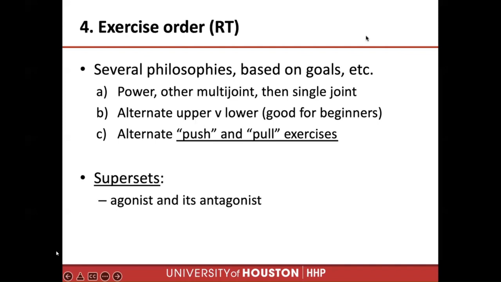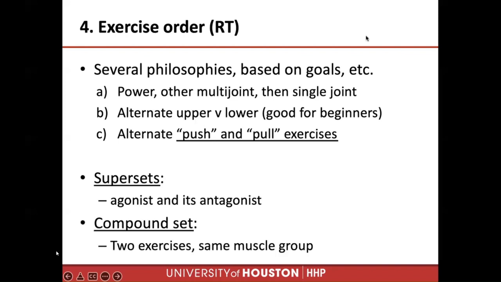We can also do supersets. We work the agonist and the antagonist. That's another way to do push and pull type things. And we have compound sets, which is brutal, but effective. 2 exercises of the same or overlapping muscle groups. So maybe having somebody do a chest press and then a tricep extension. So tricep heavy in both of those, or a bench press and push-ups.